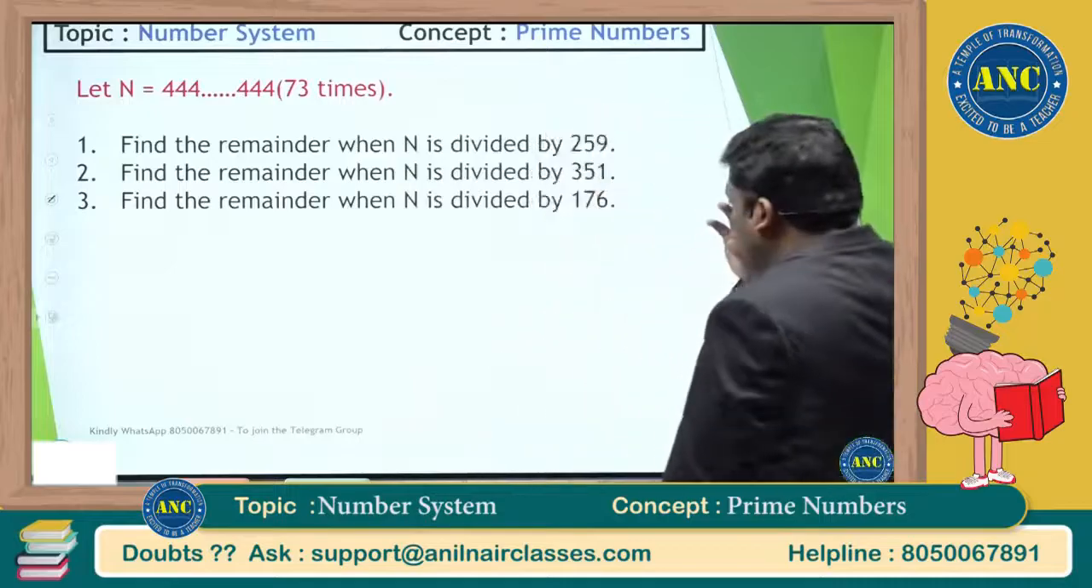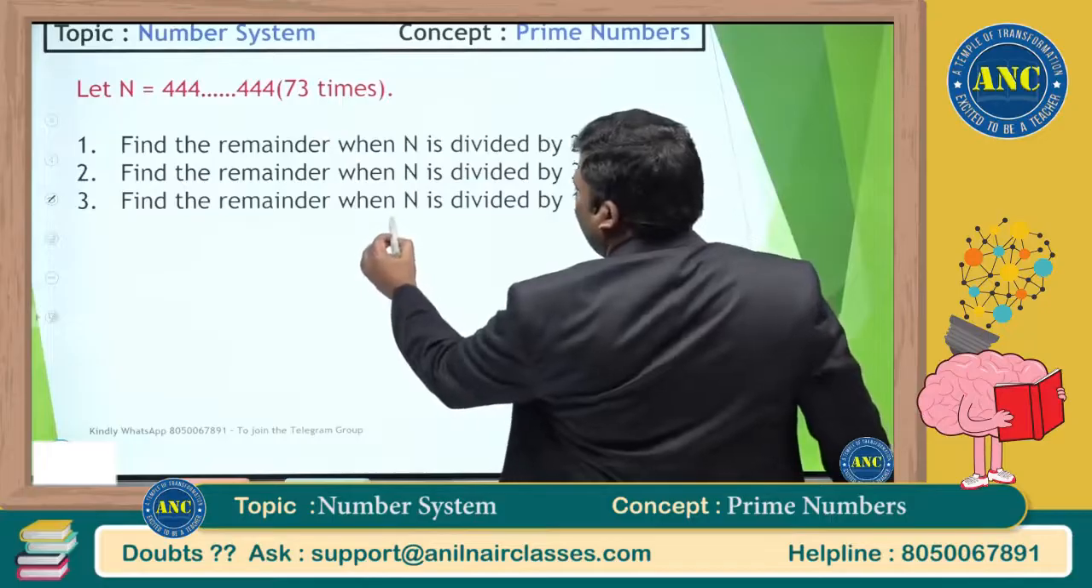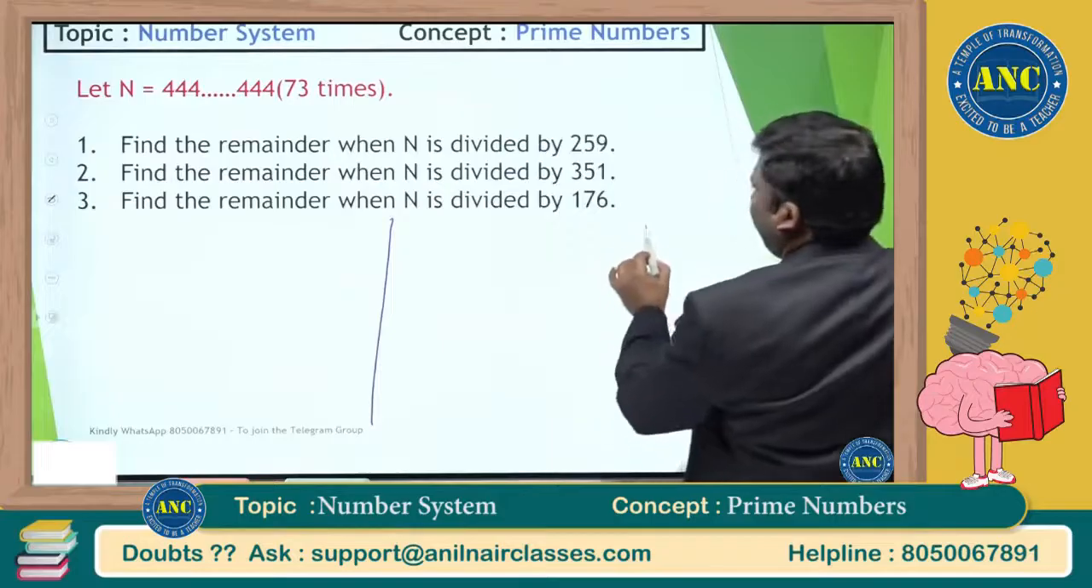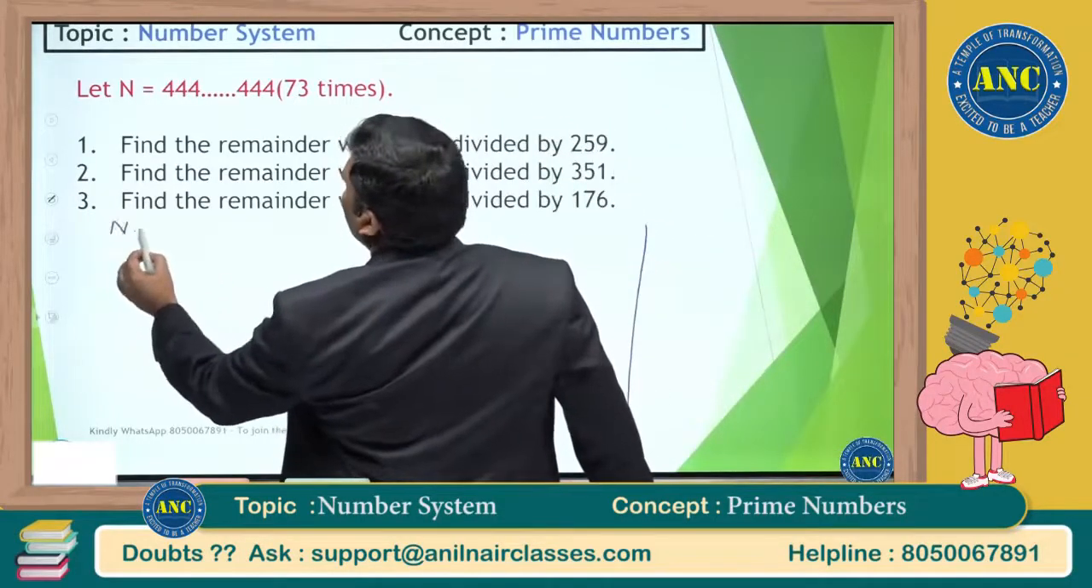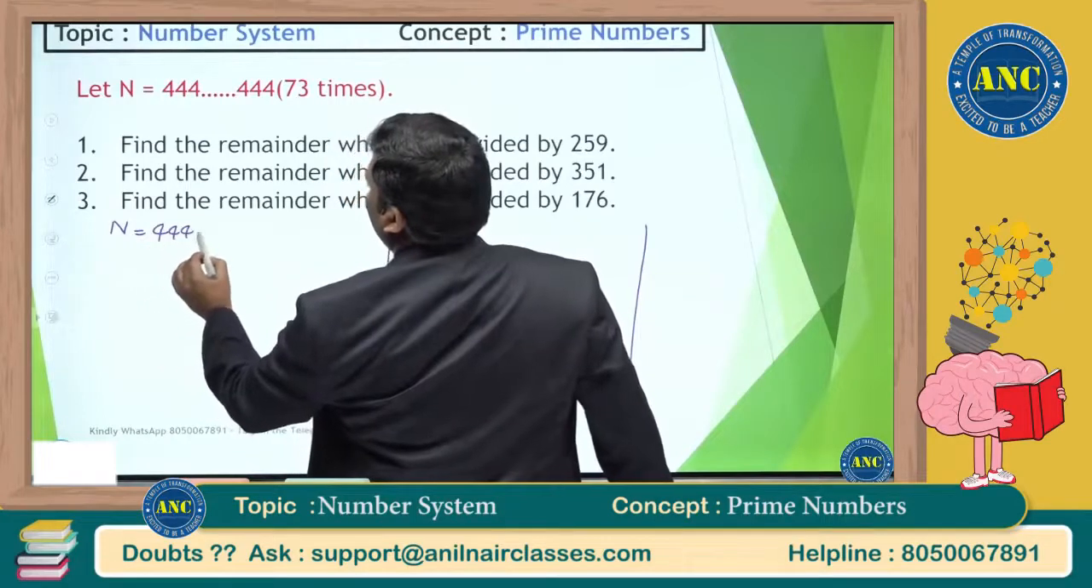Next one. What is the next question? One by one we will solve all the three questions. N is written as N equivalent to 4, 4, 4, 4, 4.